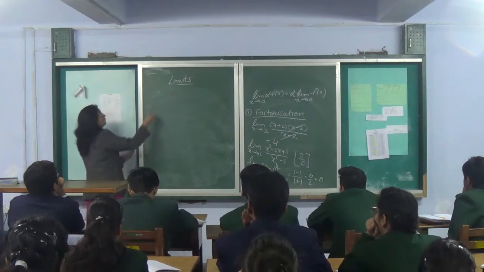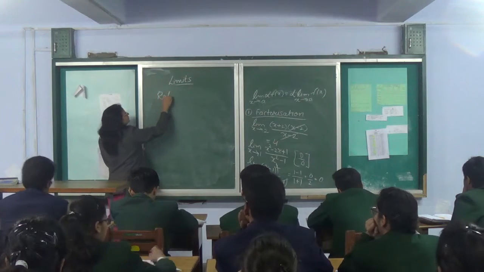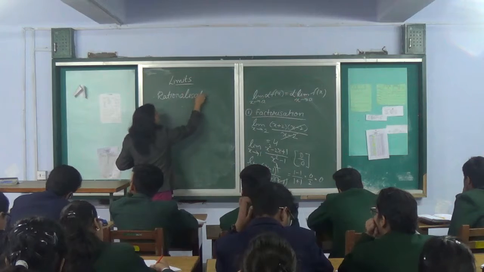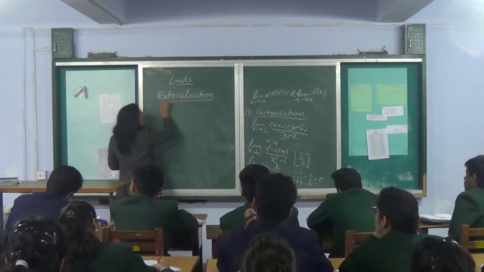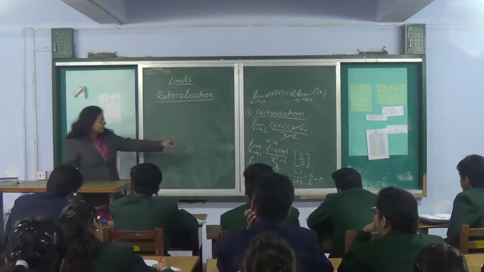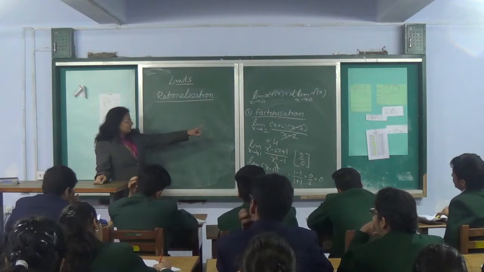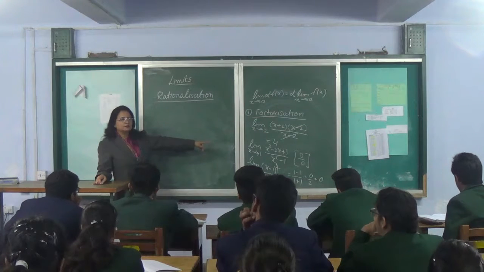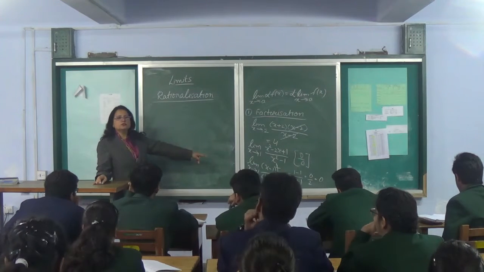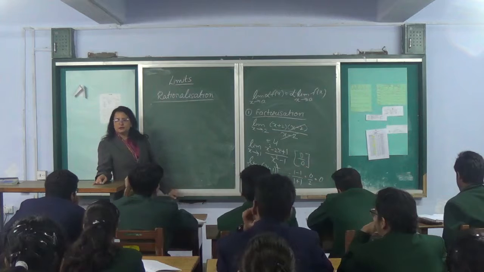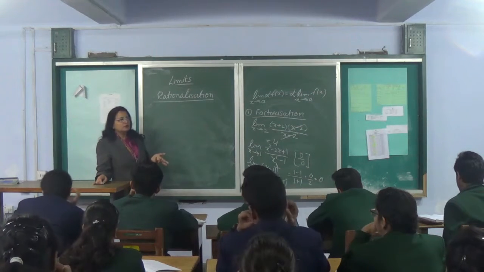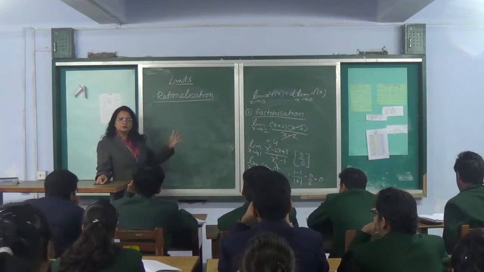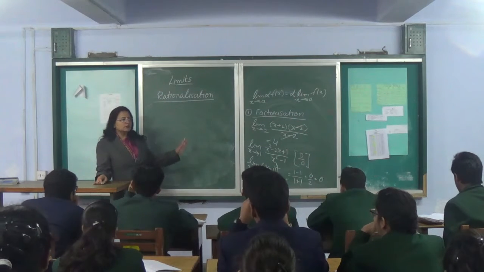Now for rationalization, it's not necessary that we will rationalize only the denominator, like in the case of factorization. In the first example, we had to factorize only the numerator. In the second one, we factorized the numerator as well as the denominator. There could be a possibility where we will be factorizing only the denominator. So it depends on the given function.